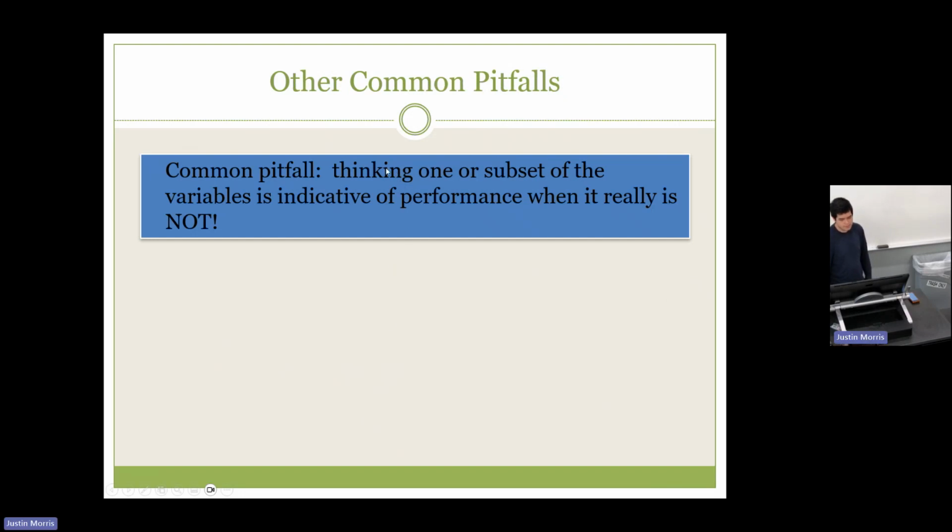So the other common pitfall is thinking one or a subset of the variables is indicative of performance when it is really not. By variables, we're talking about CPI, instruction count, and cycle time. Whenever we're evaluating performance, we need to make sure that we check all 3 of those things. We can't just say that we improve CPI by 2 times, so our speedup must be 2 times.